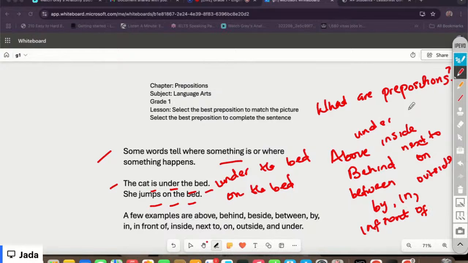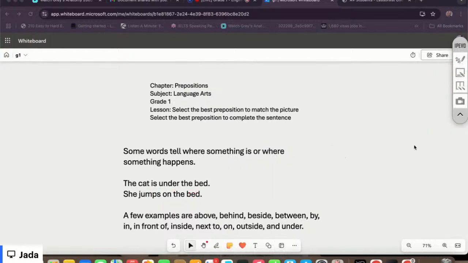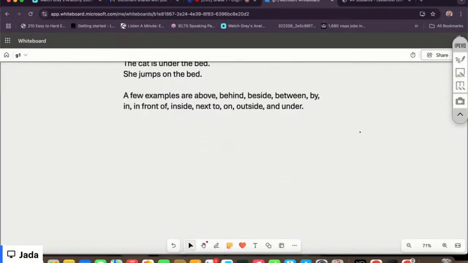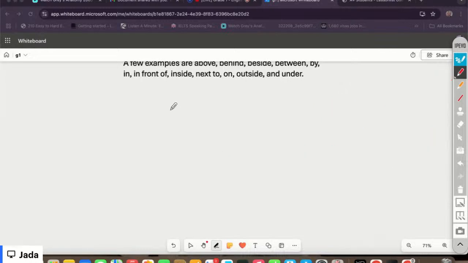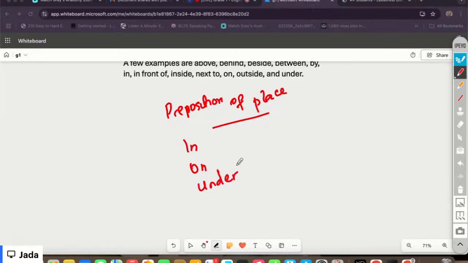So let's go down. So we have what we call the preposition of place. We have in, on, under. So all these are examples of prepositions of place.